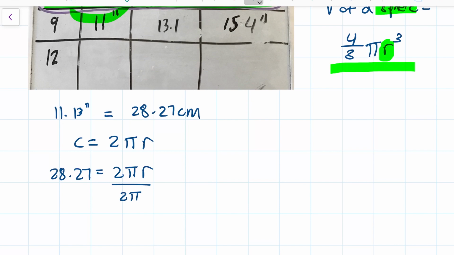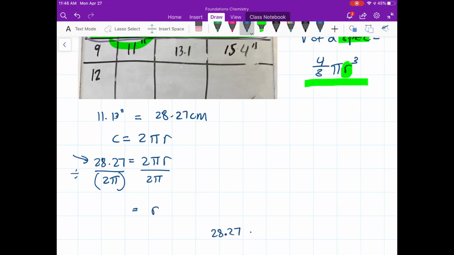2 pi is a value, so we can divide both sides by 2 pi to isolate the r. And when you plug this into your calculator, you can simply plug in 28.27 divided by parentheses 2 times the pi button. Hit the pi button, close the parentheses, and then hit equals. Okay, I'm going to pause 5 seconds so you can do that.